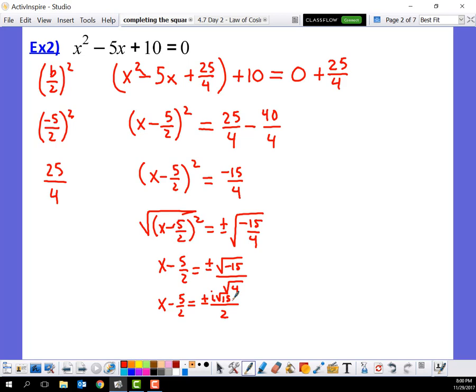Last step is to add 5 halves to the other side. So we get x equals 5 over 2 plus or minus i root 15, all over 2. Final answer. Not complicated algebra to get there, but if you just looked at the solution, you would probably think that it was pretty difficult. Okay? So there we go.